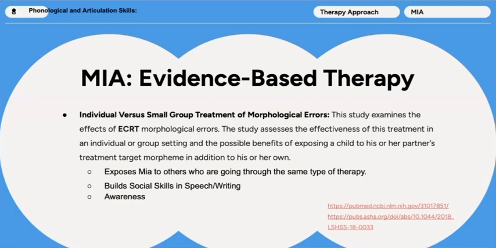in that morphology target. So basically, like I said, this exposes Mia to others who are going through the same type of therapy, building those connections, making her feel she's not alone in this process, and others aren't alone. They're all in there with her together, and this will also help her social skills with speech and writing, if it had any exercises in writing. And just being aware of what we're saying and how to do those morphological forms, and making sure that we don't have any errors, and being aware of how we say things.